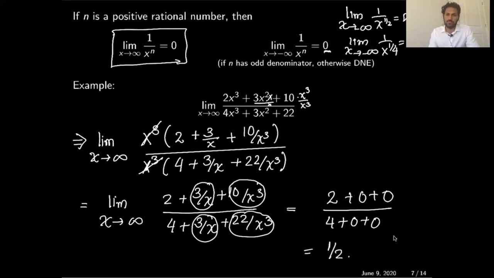So to calculate the limit of a rational function, you always have to pull out the highest degree term from the top and bottom.